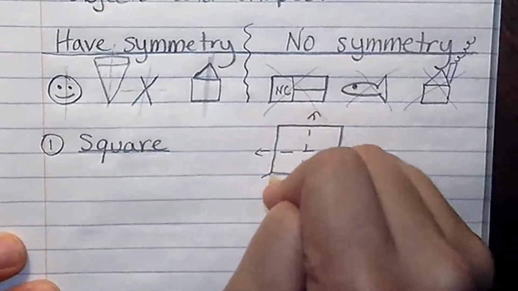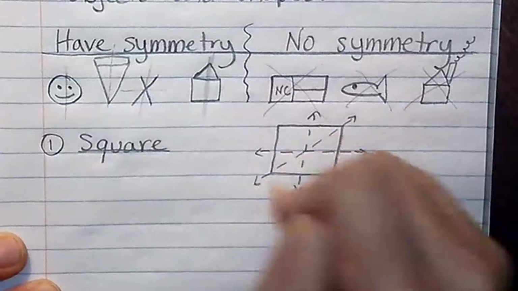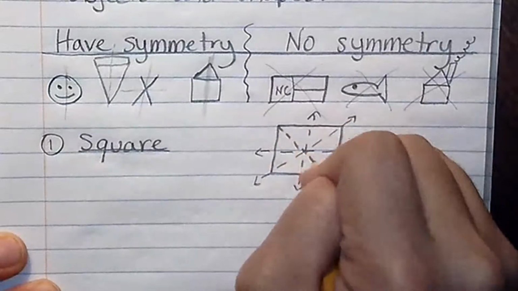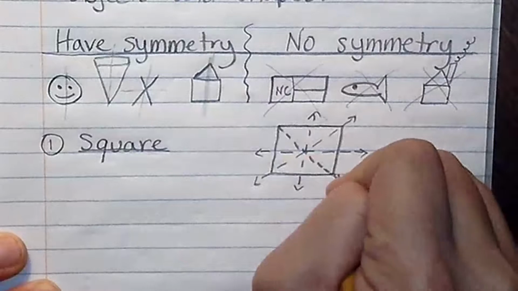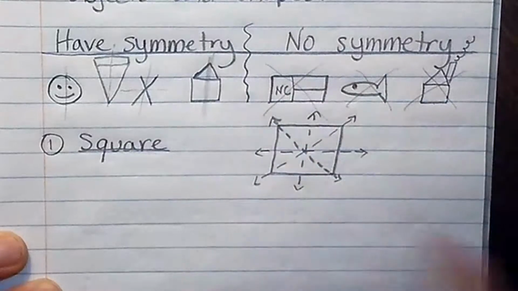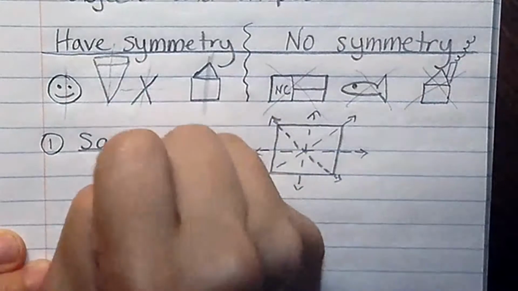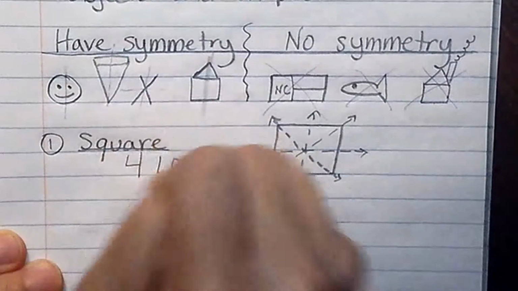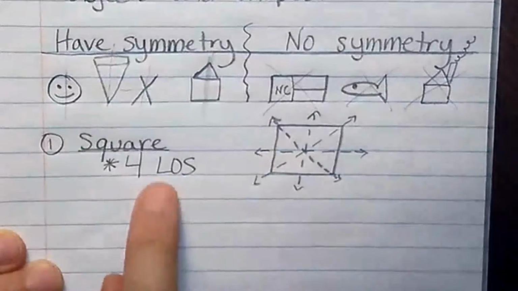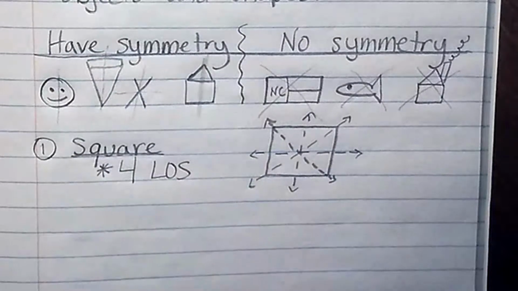A square also has lines of symmetry on the diagonals. If I fold a piece of paper on the corners and the paper is perfectly square, it will fold into a nice triangle. So we say that a square has 4 LOS. Do you remember what LOS stands for? 4 lines of symmetry.